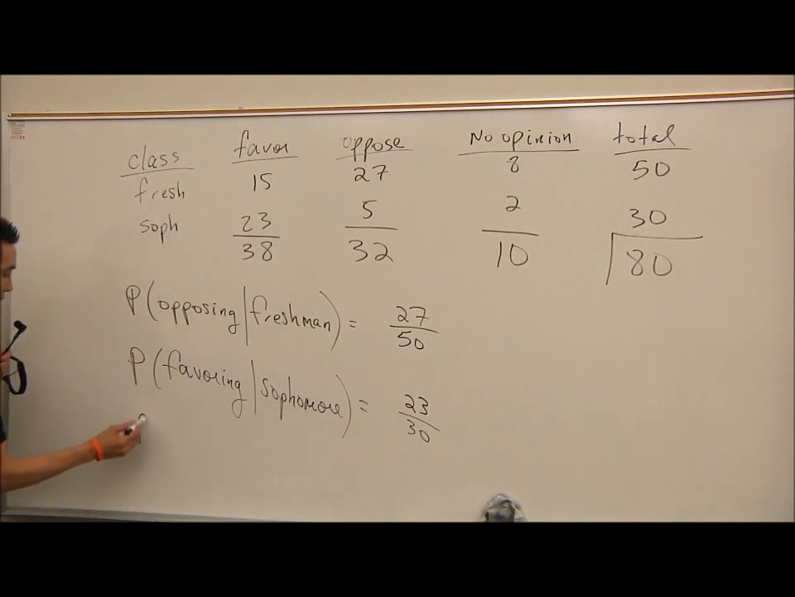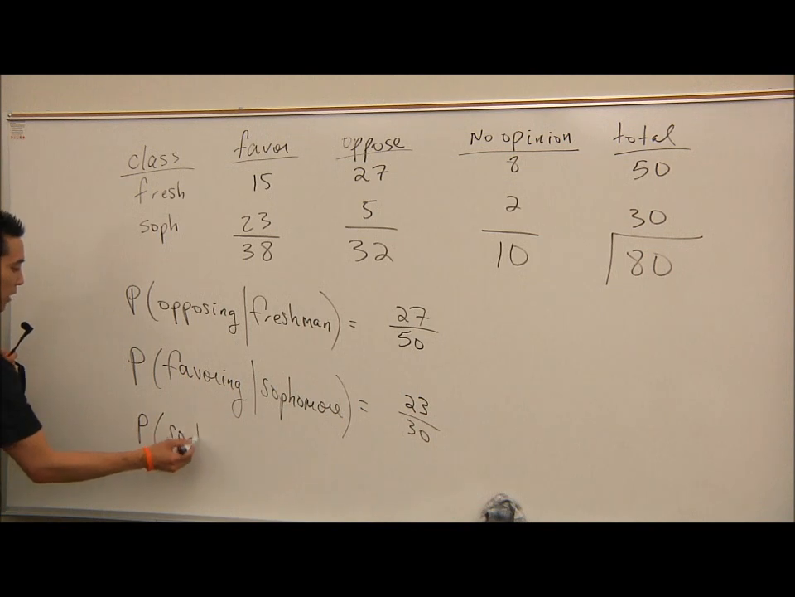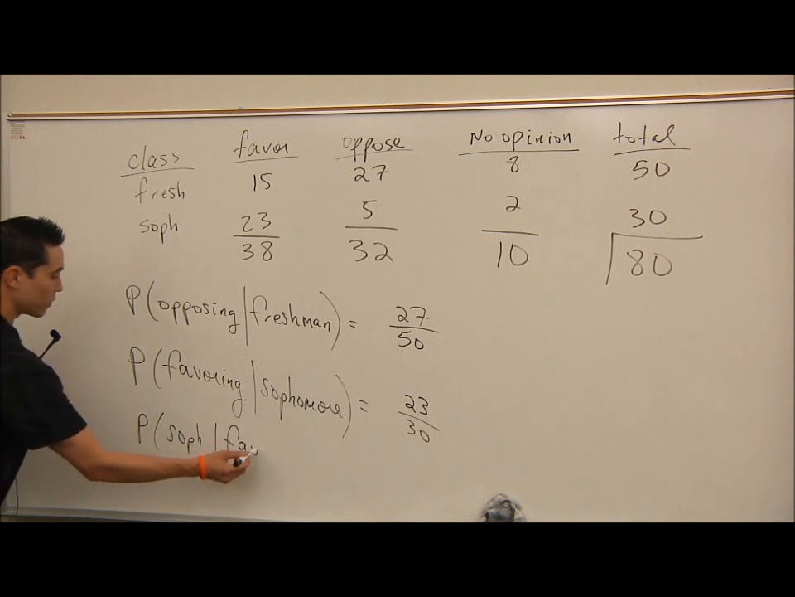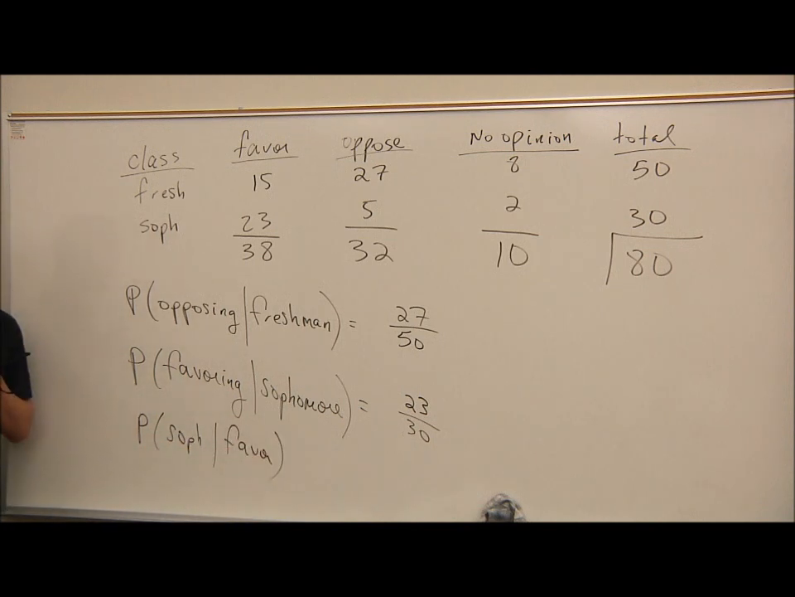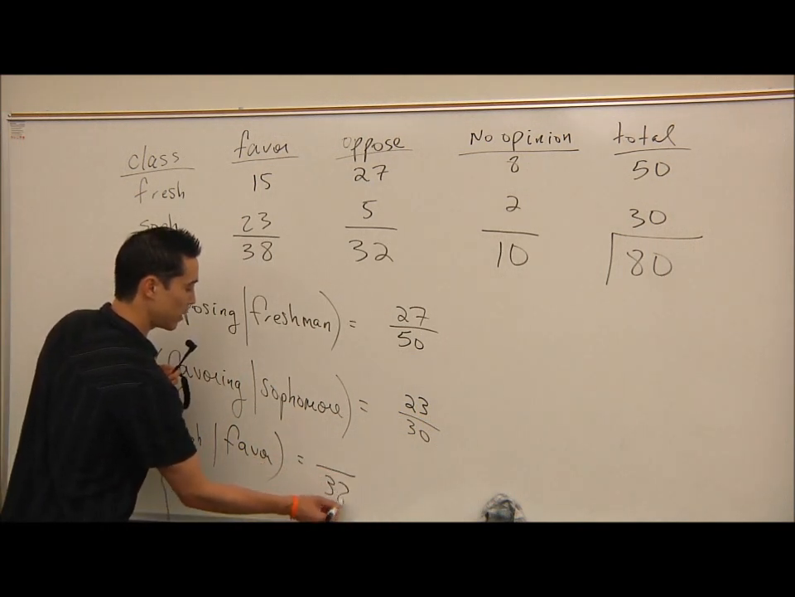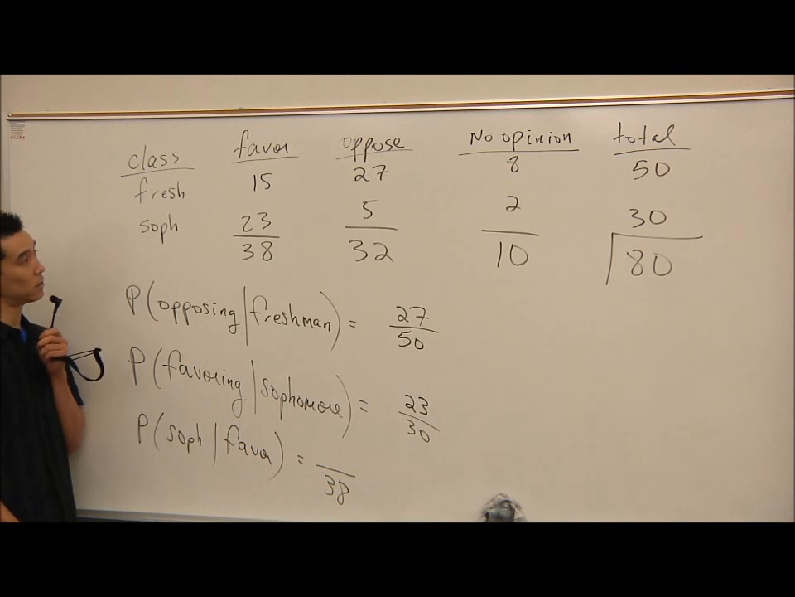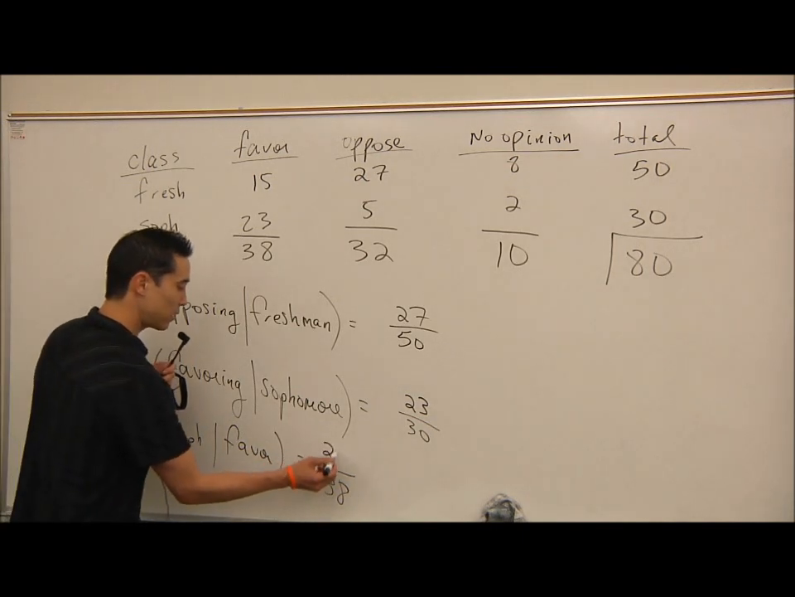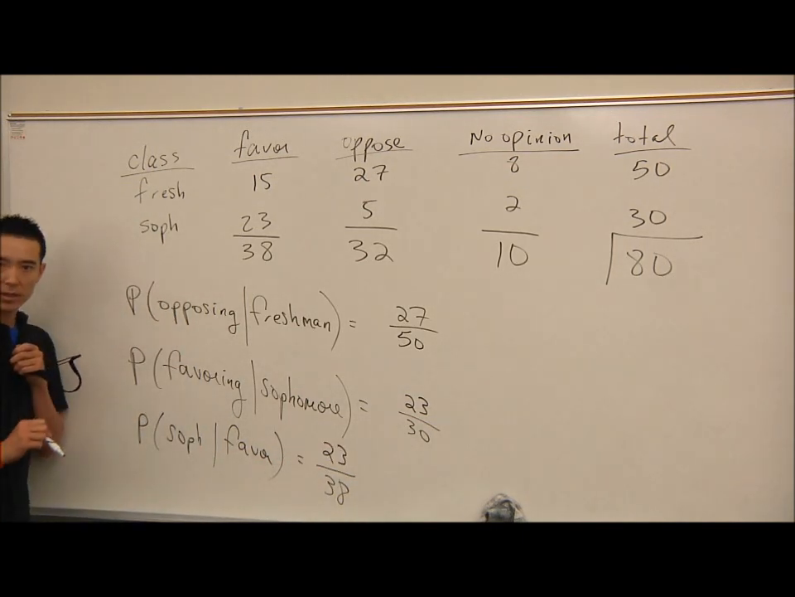What's the probability of a sophomore given that they favor? What if I swap those on you? How does it change? What's the denominator now, given that they favor the ban? 38. And how many of those 38 happen to be sophomores? 23. Does everybody see that? Just make sure you have the denominator straight, and then it's relatively easy to get the new one.